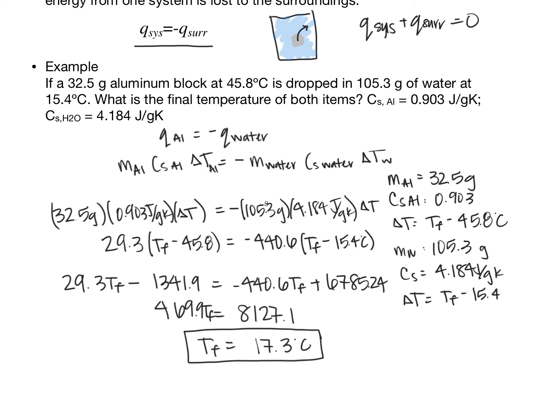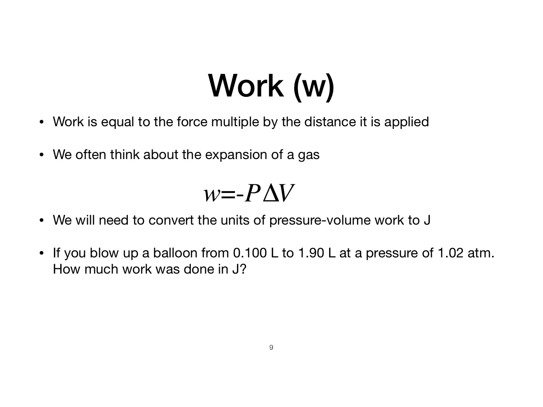So these calculations have shown us how to calculate for heat. But how could we actually calculate the work done in a system? So work, W, is often calculated as force times distance. In terms of chemistry, we don't tend to add forces in this way. We think about the expansion of a gas.